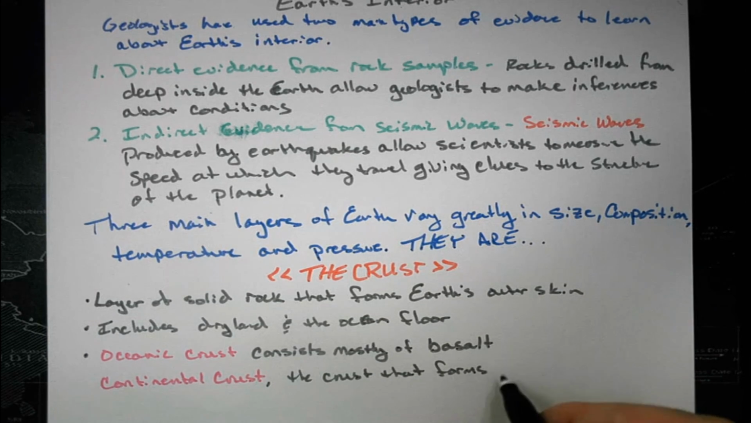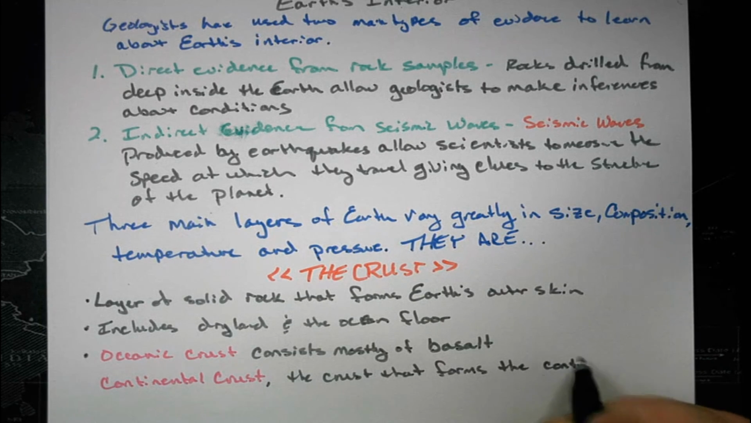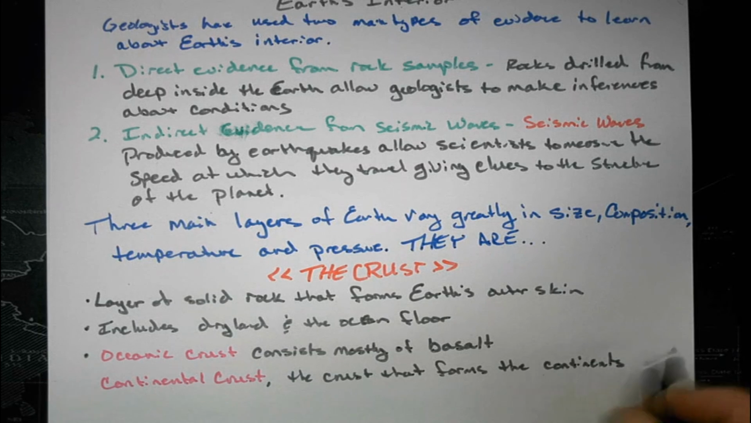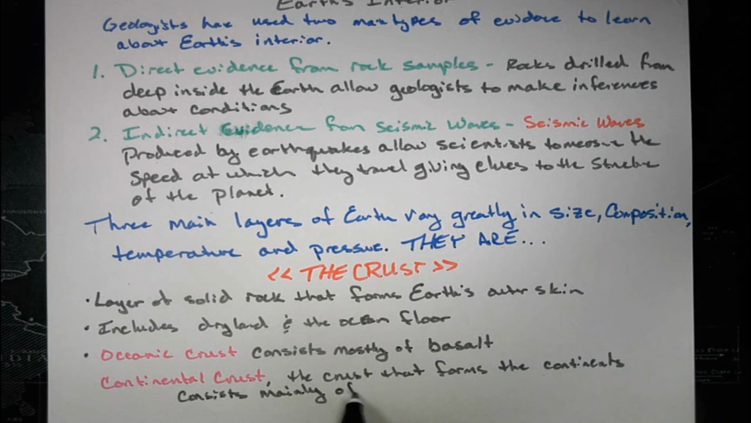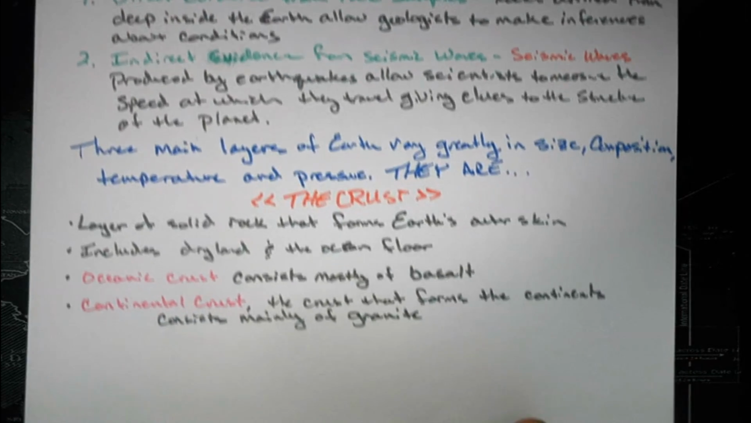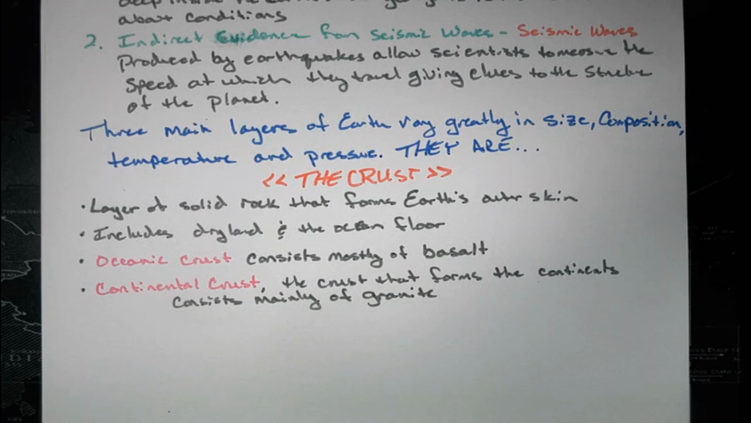So there's the oceanic crust, and then there is the continental crust. The continental crust is the crust that forms the continents. It consists mainly of granite.